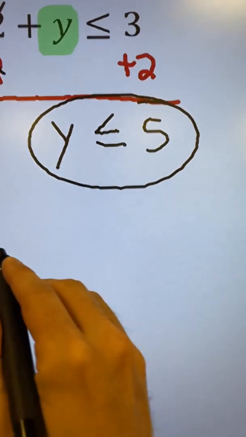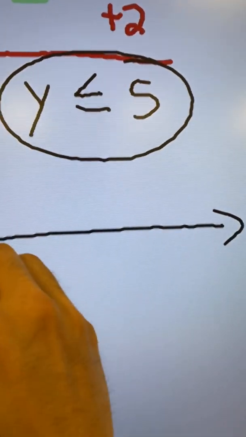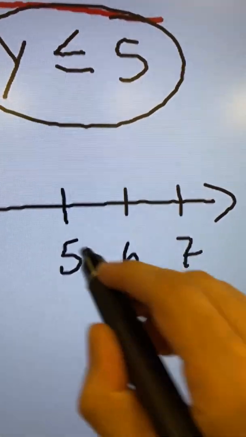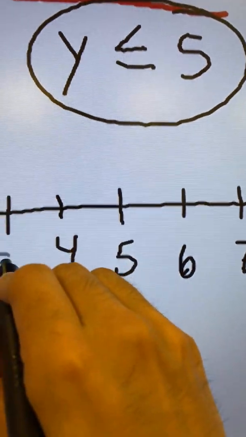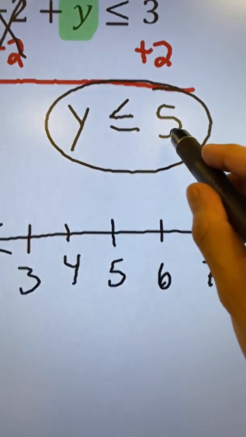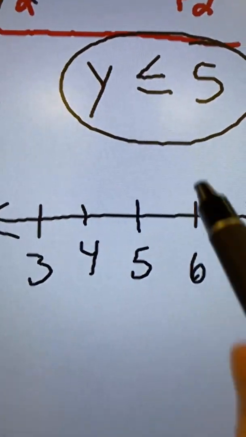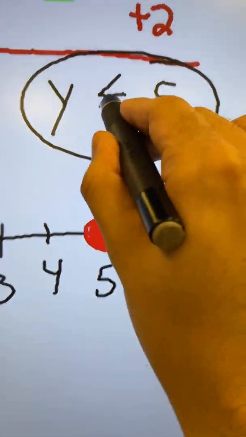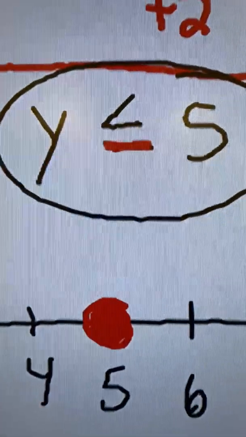Next, I'm going to graph my solution set. So I'm going to sketch it out. I'm going to put 5 here in the middle, 6, 7, then you do 4 here, 3. Doesn't matter how many numbers you pick, but the main one we're interested in is this endpoint here, the 5. So the 5 would be a closed dot in this case. The reason why I know that is because this line here underneath, it means equals.